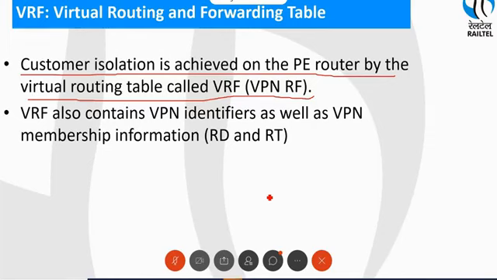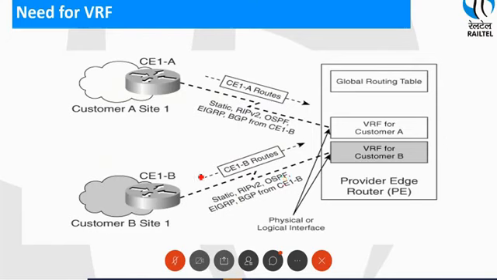Okay, fine. So VRF also contains the VPN identifiers as well as the VPN membership information, that is RD and RT. So these are the two things in a VRF. It contains the route distinguisher and the route target. So route distinguisher is called the VPN identifier and route target is the VPN membership information. So these are the two important attributes in a VRF. Okay, so that is an RD and RT. Let us see what an RD and RT is.